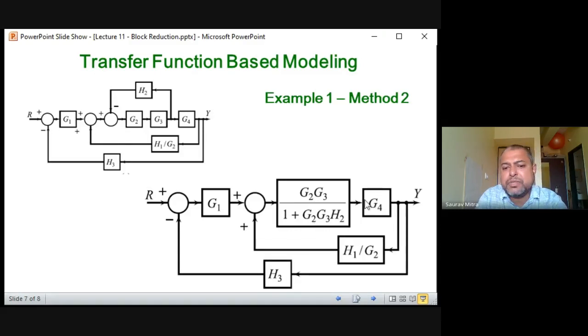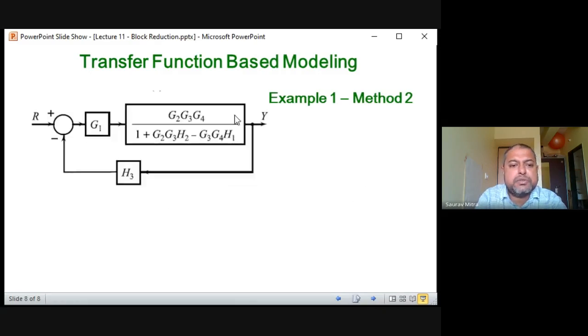Then this G4 is in cascade with this, they get multiplied, and then there is a positive feedback like this. So this is the second loop that you have to solve now. The numerator is the forward path gain, G2, G3, G4 divided by 1 plus G2, G3, H2. That is the forward path gain, divided by 1 minus this whole thing multiplied by H1, G2, minus because it is positive feedback here. So this is what you have to do, and now they reduce to this value.